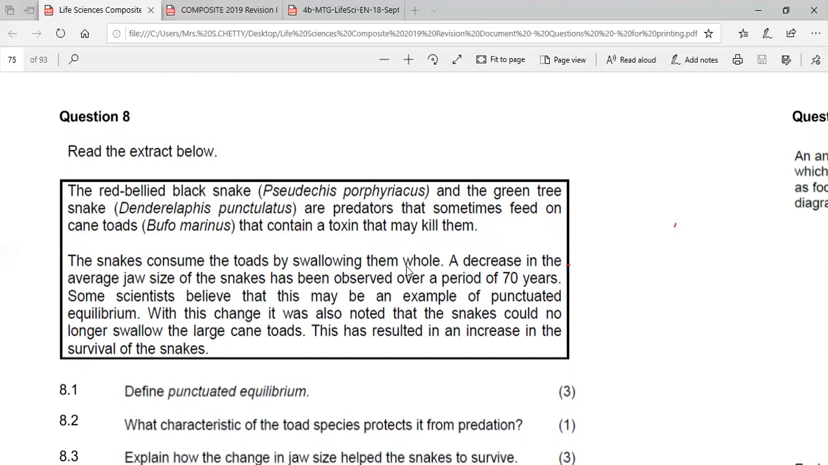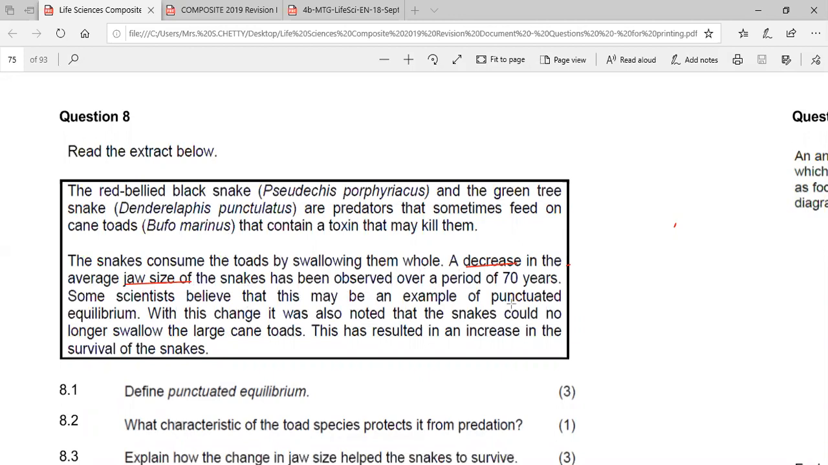And then they'll use the contortions of their bodies, perhaps, to help in digesting them, breaking them up and then digesting them. A decrease in the average jaw size of the snakes has been observed over a period of 70 years. Not a long period of time, is it? But you're seeing a decrease in the average jaw size. Now, as I said to you before, just highlight things that they're talking about. So there is a decrease in the size of the jaws. So something has happened where initially they had a certain size of jaws, and now there's a decrease in the size of the jaws.